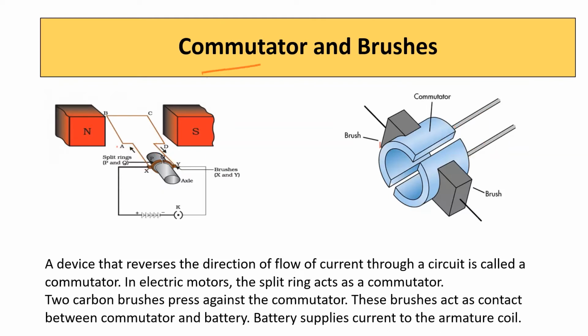What do you mean by a commutator? Commutator is a device that reverses the direction of flow of current in a circuit. In electric motors, these split rings will act as a commutator. You can also see two carbon brushes attached to this commutator. These carbon brushes will act as a contact between commutator and the battery. It is this battery which provides the current to the armature coil. The current flows from the positive terminal of the battery to the negative terminal.